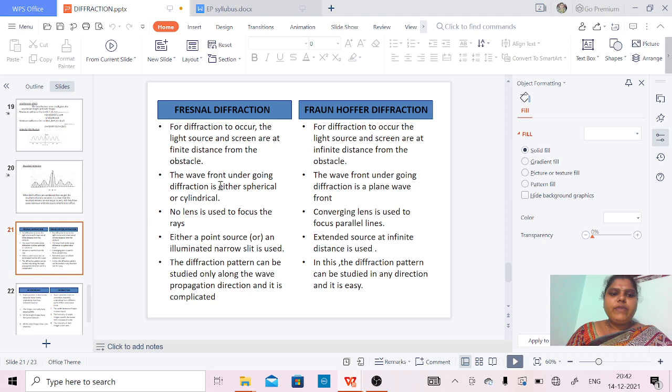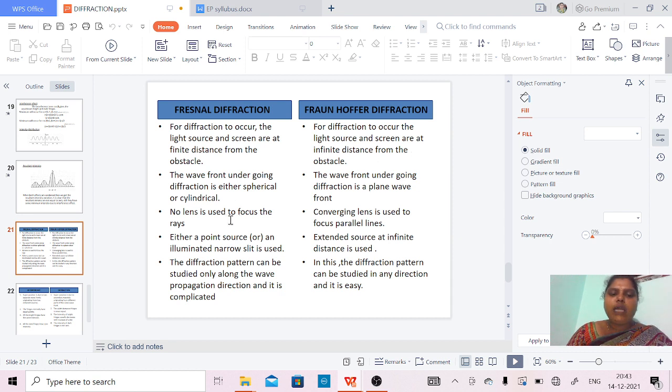Now, in Fresnel's case, the wavefront undergoing diffraction is either spherical or cylindrical. In Fraunhofer's case, the wavefront undergoing diffraction is a plane wavefront. So there is a difference: this is spherical or cylindrical, and here we are obtaining the plane wavefront.